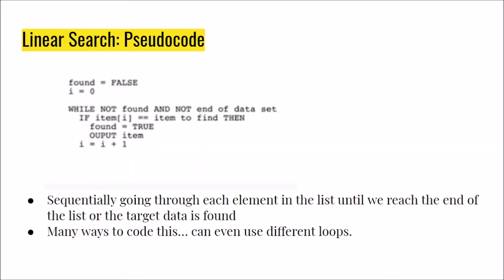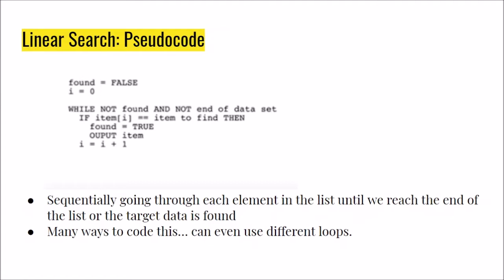Alright, so let's look at the actual code that we need to do this. Here we can see there is found equals false and i equals 0, which is initializing those first variables. Then we're using a while loop, so a form of iteration, and while not found and not end of the list or not end of data set. So that would be, as we mentioned earlier, while we haven't found the data and we haven't reached the end of the list, then we can compare the item we're looking for versus what item we're currently looking at.